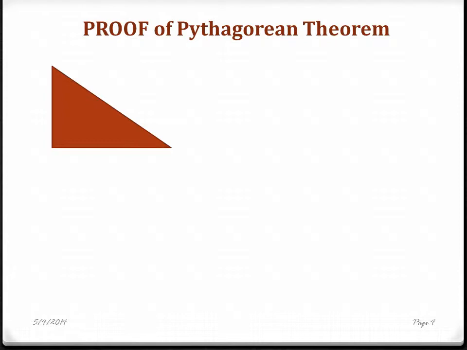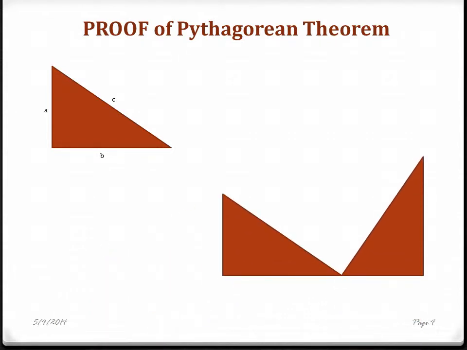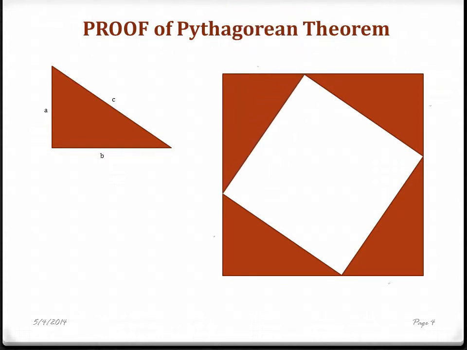There are numerous proofs for the Pythagorean theorem, but here is one that combines geometry and algebra. We start with our given right triangle with sides labeled A for the shorter leg, B for the longer leg, and C as the hypotenuse. Then we construct a large square of side length A plus B from 4 of these identical right triangles, which also creates an inside square of side length C.